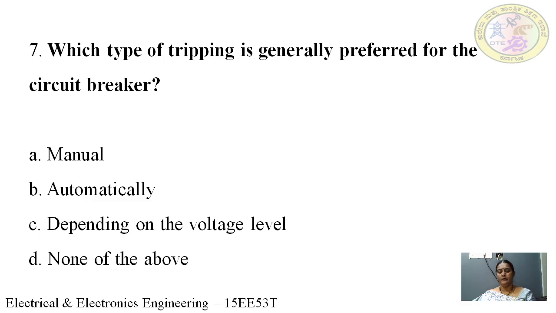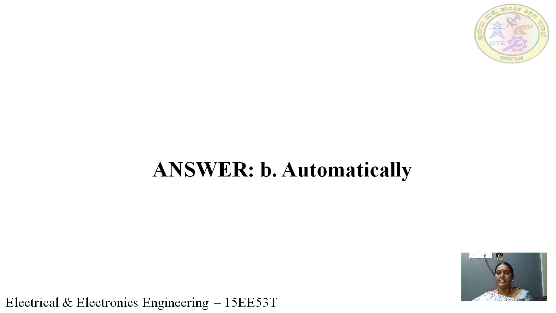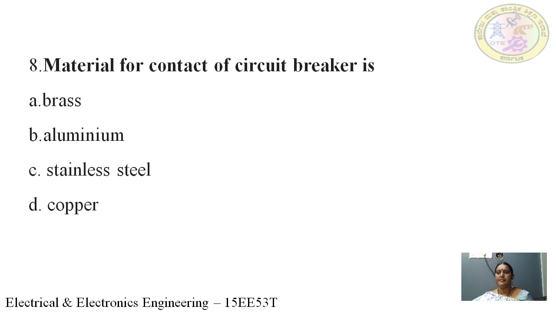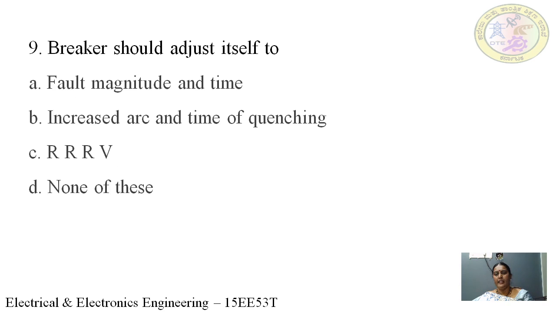Next, which type of tripping is generally preferred for the circuit breakers? Manually, automatically, depending upon the voltage level, or none of the above. Automatically is the correct answer. Next, the material for contact of circuit breaker is brass, aluminium, stainless steel or copper. Copper is the correct answer.